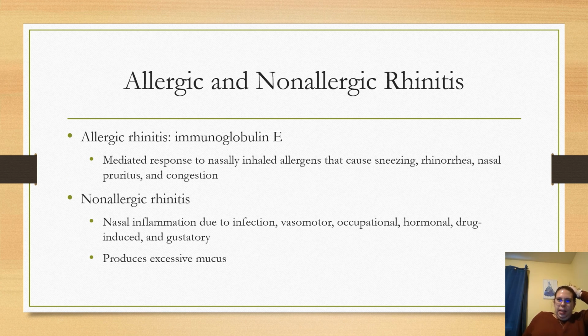Allergic and non-allergic rhinitis. So allergic rhinitis is modulated by immunoglobulin E, which is responsible for, like I said, allergic responses. And it creates this cytokine storm where all these different histamines come. Essentially, your body is trying to flush out the allergen, and that's why your nose runs like crazy, because it's trying to get rid of it.